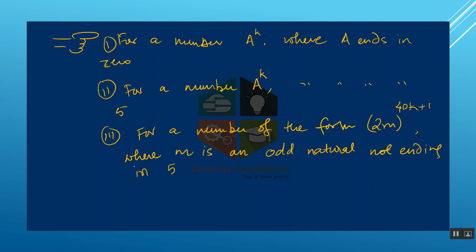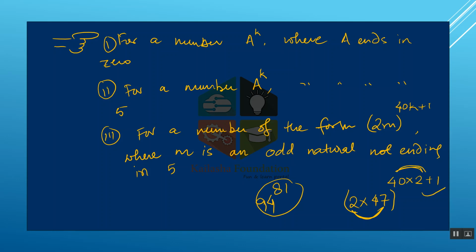For example, 94 raised to the power 81 is basically 2 times 47 raised to the power 40 into 2 plus 1. So it is 2m raised to the power 40k plus 1. M is a natural number, an odd natural number, basically not ending in 5. It is not 45, it is 47. So this was the example for a number of the form 2m raised to the power 40k plus 1, where m is an odd natural number not ending in 5.